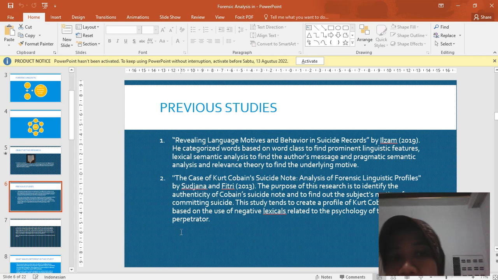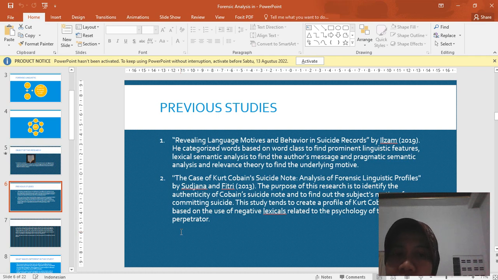I reviewed 3 previous studies in my paper. The first one is from Ilzam 2019. His title, Revealing Language Motives and Behavior in Suicide Records. He categorized words based on word class to find prominent linguistic features, lexical semantic analysis to find the author's message, and pragmatic semantic analysis and relevance theory to find the underlying motive.